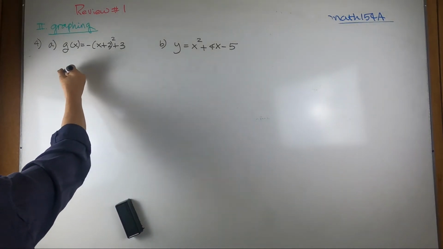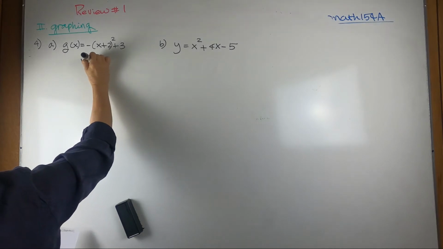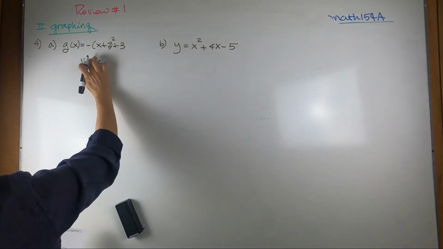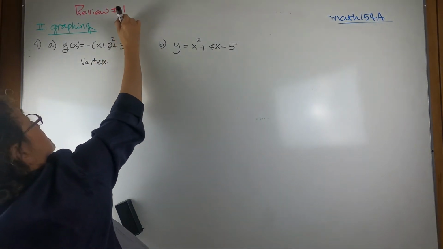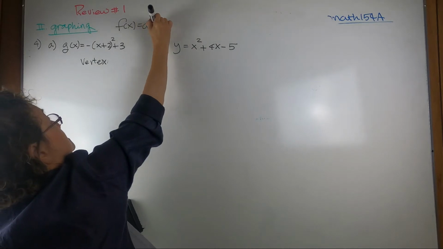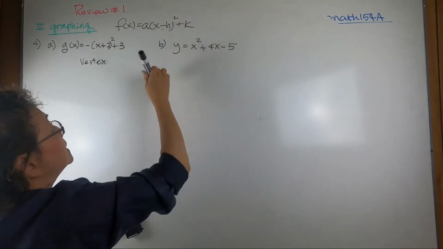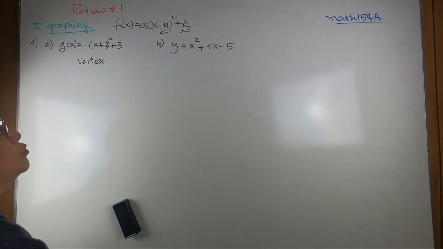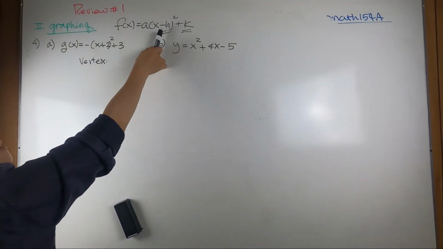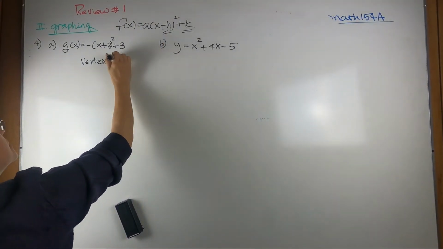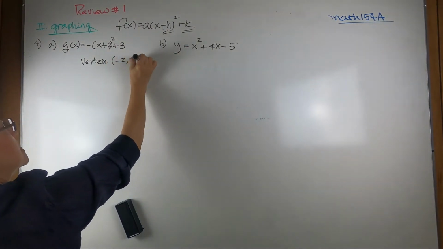For vertex form, it gives you the vertex already. The vertex form is a(x minus h) squared plus k, right? So h and k will be your vertex. Then for x, you have to use the opposite sign. So the vertex h is -2. Your k is 3.